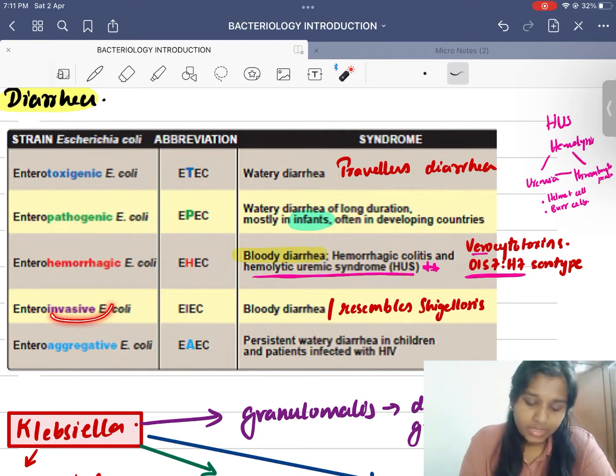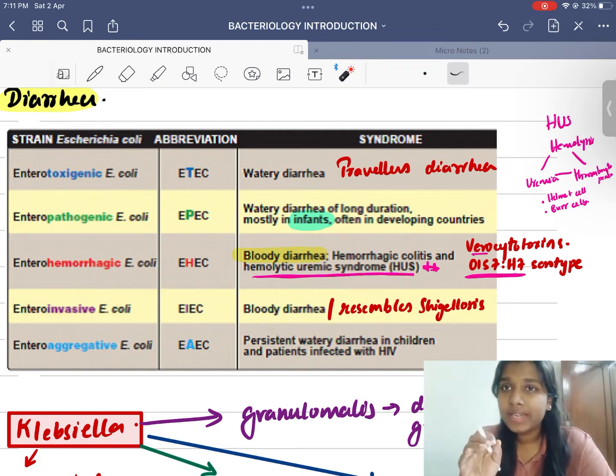Then you have entero-invasive E. coli. So this will also invade, so this will also cause bloody diarrhea. Okay, remember two things for bloody diarrhea: hemorrhagic, invasive. Hemorrhagic is telling you it has bloody diarrhea. Invasive, if it invades, obviously there will be damage to the mucosa and there will be bloody diarrhea. So bloody diarrhea, it resembles shigellosis.